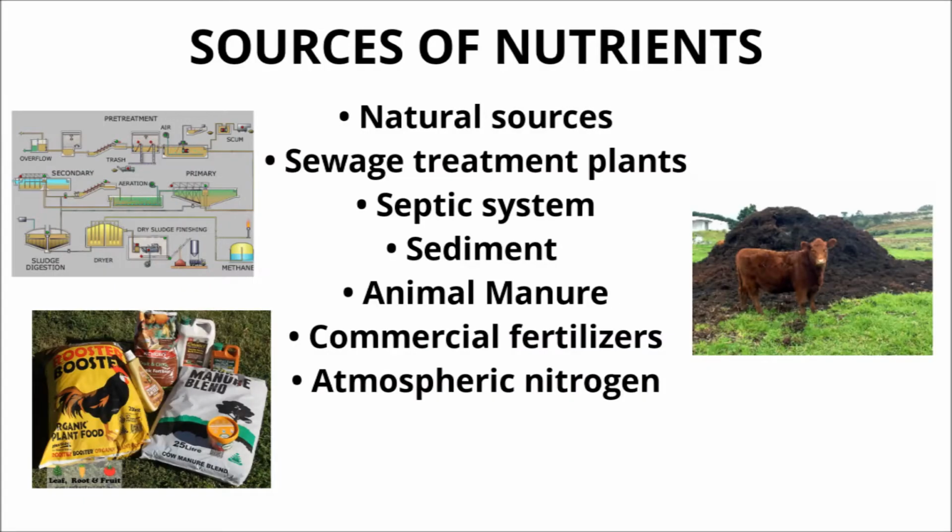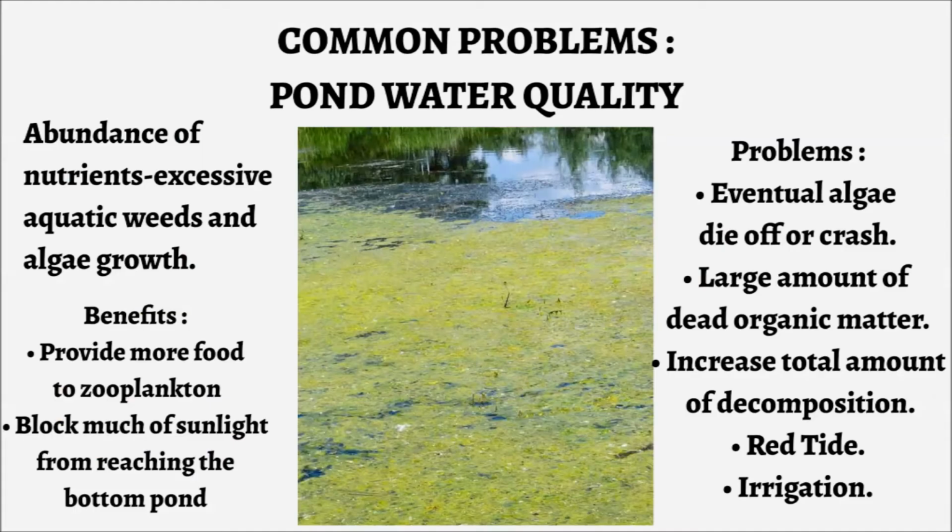The sources of nutrient are natural sources, sewage treatment plants, septic systems, sediment, animal manure, commercial fertilizer, and atmospheric nitrogen. The most common problem in fisheries nutrient management is pond water quality. Pond water quality problems arise from an abundance of nutrient, which leads to excessive aquatic weeds and algae growth.